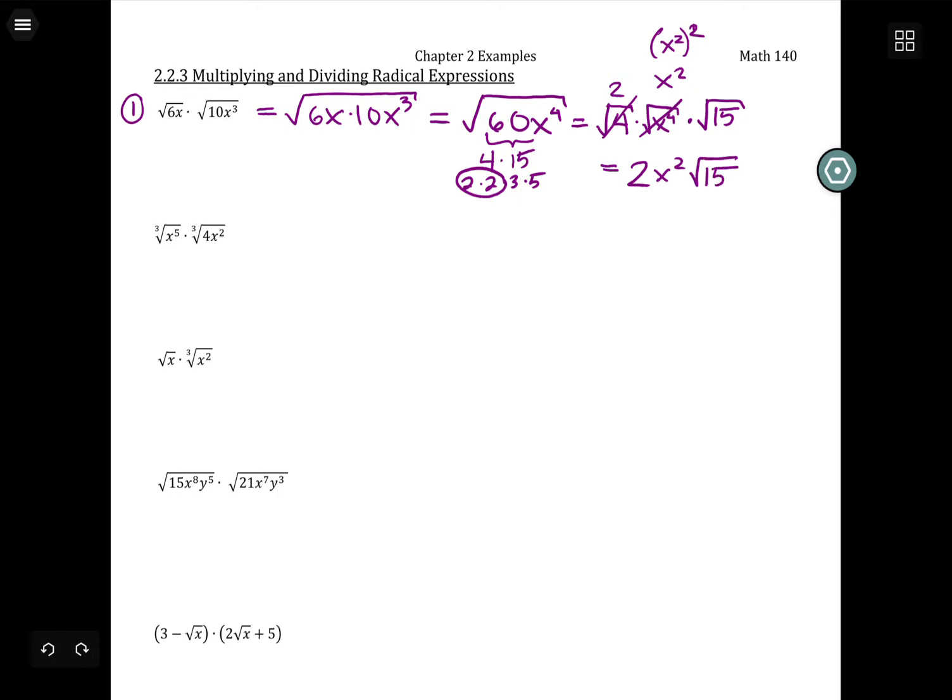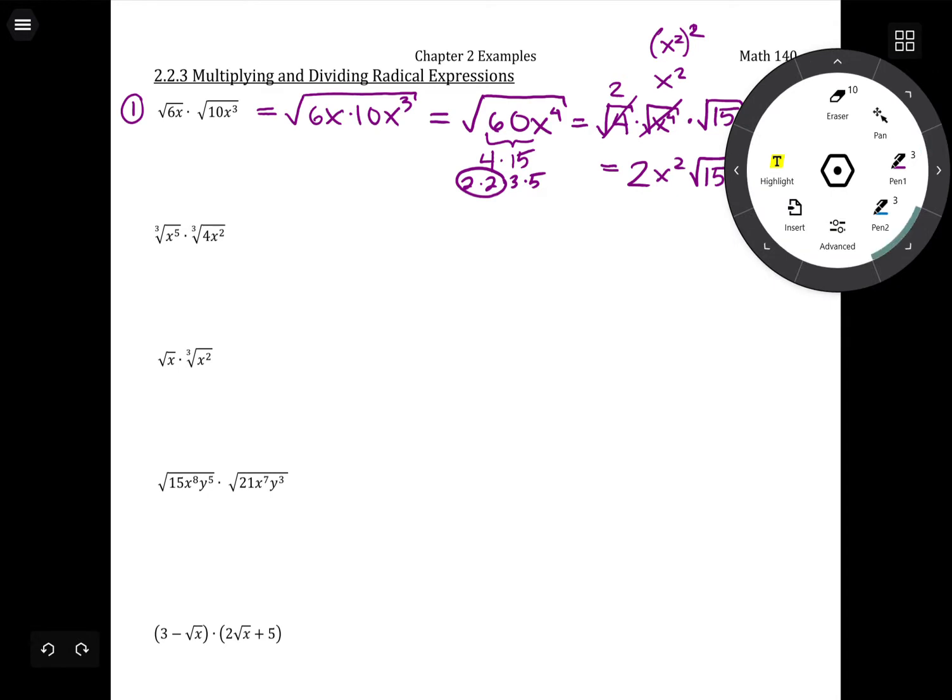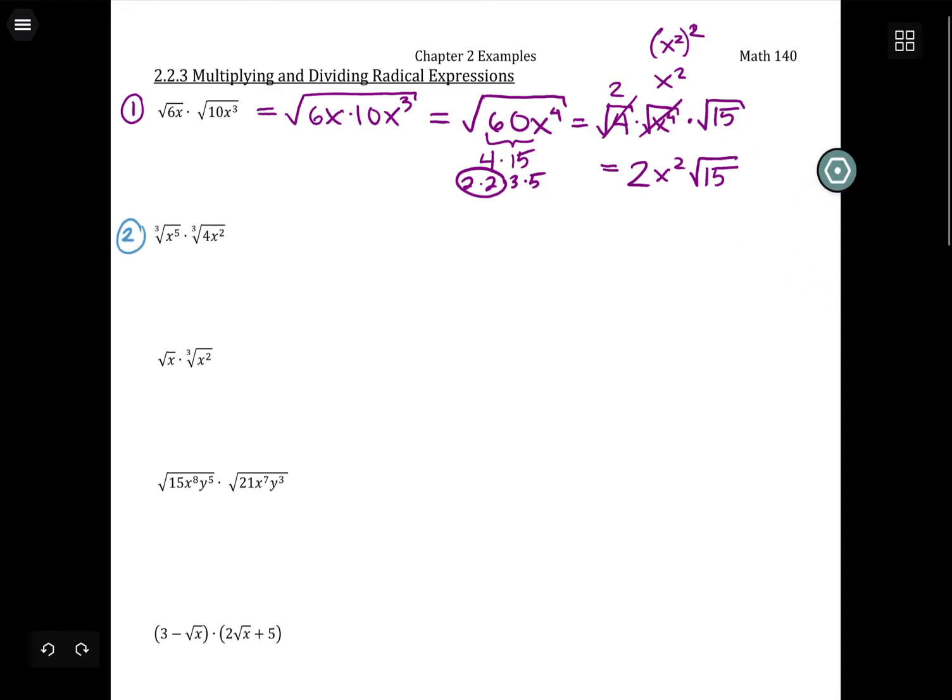Okay, let's try another one. We'll work through a couple of these. Number 2. Same idea, it's just cube roots instead of square roots, and I know that that's been making it a little bit trickier for people, so we'll just work through this carefully. Remember, the difference is just that to extract a root, we have to look for a perfect cube instead of a perfect square. So I'm going to first combine them. Cube root of x to the fifth times 4x squared, which is the same thing as cube root of 4x to the 7.